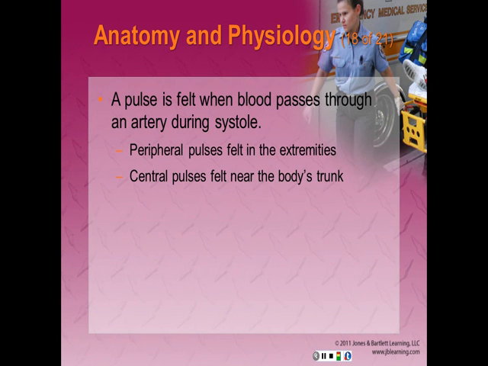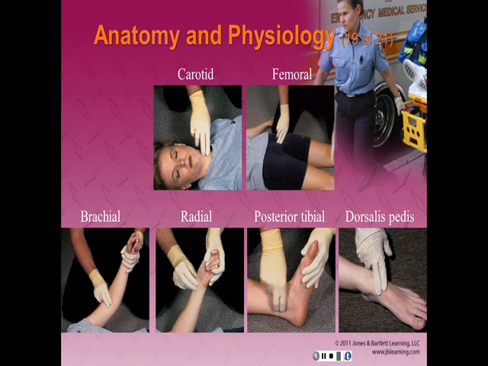A pulse is felt when blood passes through an artery during systole. The peripheral pulses are felt in the extremities, for example, the radial artery or the posterior tibial artery. Central pulses are felt near the trunk of the body, for example, the femoral or the carotid arteries. This picture shows you the location points for multiple pulses.